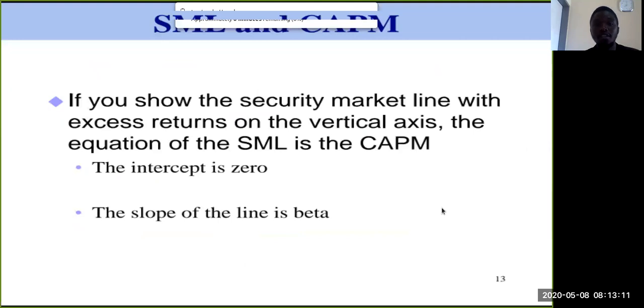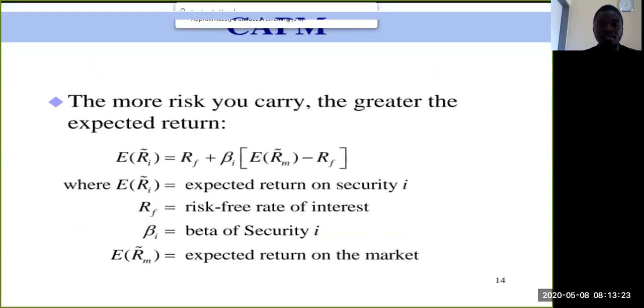If you show the security market line with excess returns on the vertical axis, the equation of the security market line is the capital asset pricing model. The intercept is 0. The slope of the line is the beta. The more risk you carry, the greater the expected return.